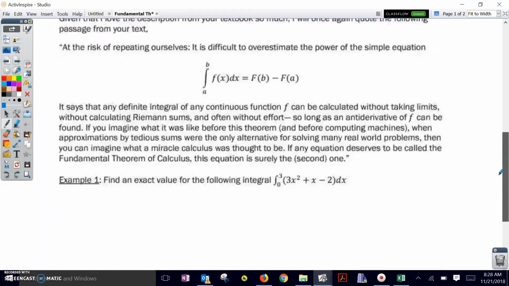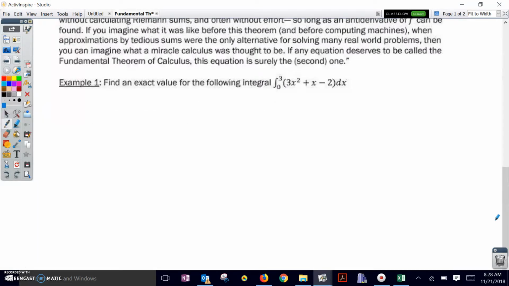We'll go on down here to example number 1. We're going to find an exact value for the integral from 0 to 3 of the quantity 3x squared plus x minus 2. So in order to find this integral, I'm going to find the antiderivative of 3x squared plus x minus 2. The antiderivative of 3x squared is x to the third. The antiderivative of x is 1/2 x squared. And, excuse me, the antiderivative of minus 2 is going to be minus 2x.